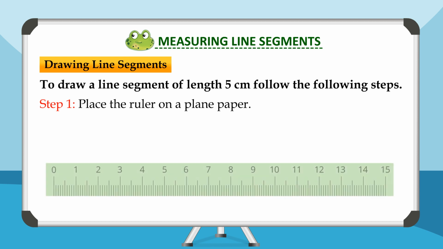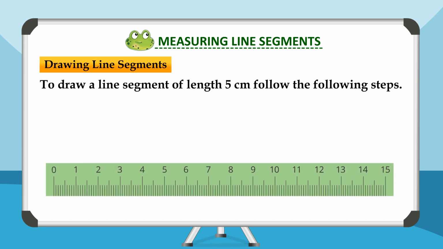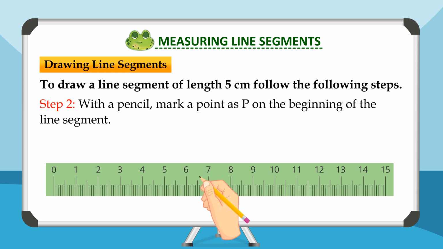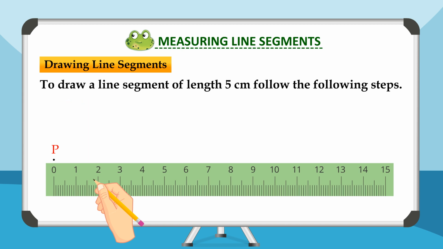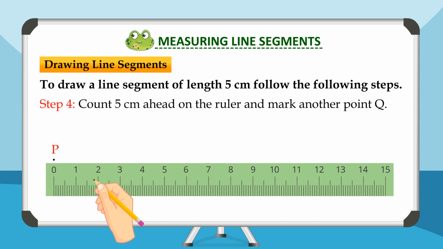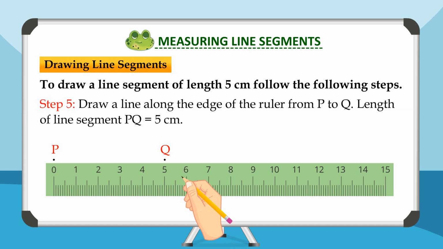Step 1. Place the ruler on a plain paper. Step 2. With a pencil, mark a point as P on the beginning of the line segment. Step 3. Put the 0 on the ruler at point P. Step 4. Count 5 centimeters ahead on the ruler and mark another point Q. Step 5. Draw a line along the edge of the ruler from P to Q. Length of line segment PQ is equal to 5 centimeters.